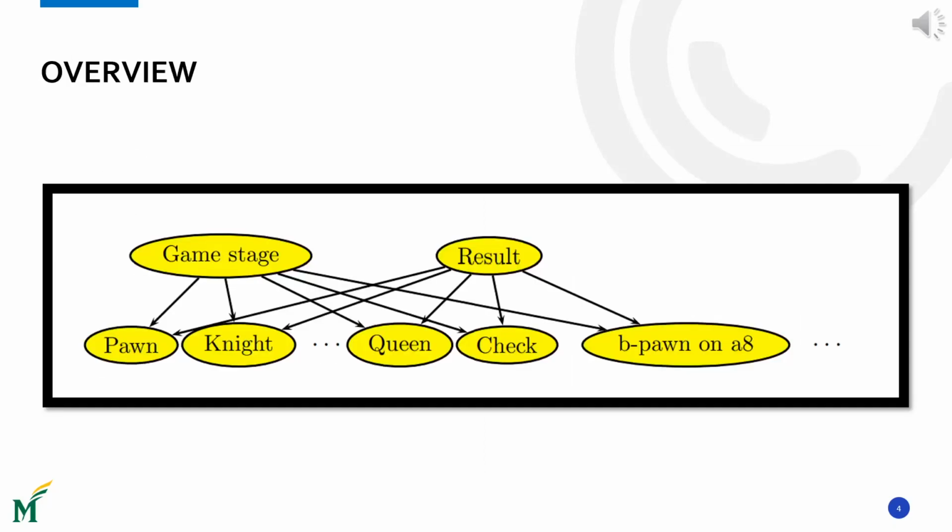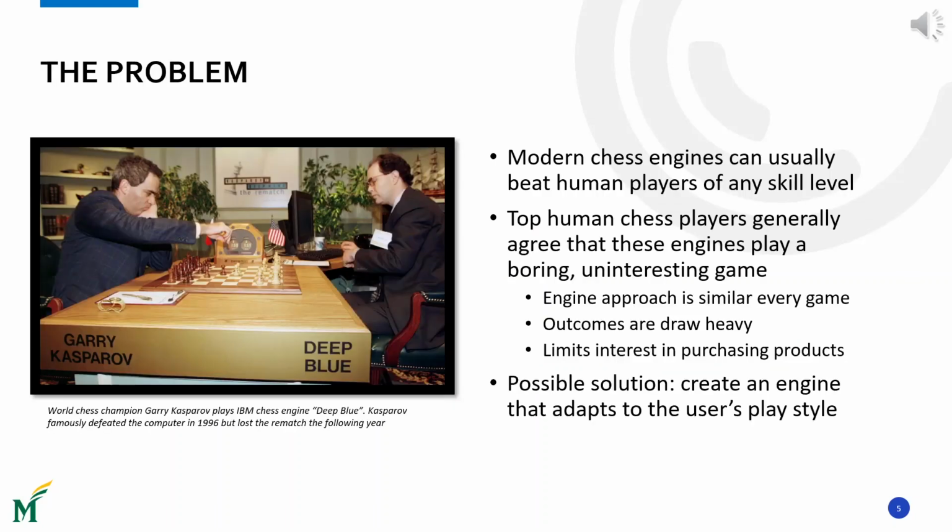Let's talk about some of the problems BayesChess sets out to solve, as well as some of the high-level characteristics of the BayesChess system. The main problem discussed in my research article is that modern chess engines can beat most human players of any skill level handily, with very rare exception.